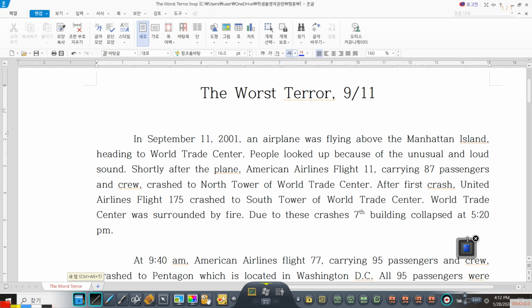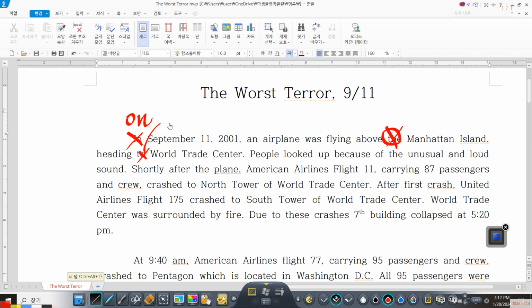I slightly remember some parts that I revised for you for the first paragraph. You were supposed to say, on September 11, 2011, an airplane was flying above Manhattan Island. That's pretty good. I don't think you needed that here. And heading toward what? Heading towards the World Trade Center. And people looked up because of the unusual and loud sound. Good. Shortly after the plane, what?